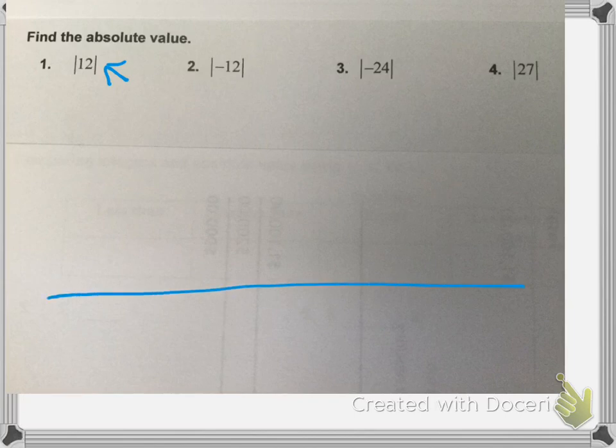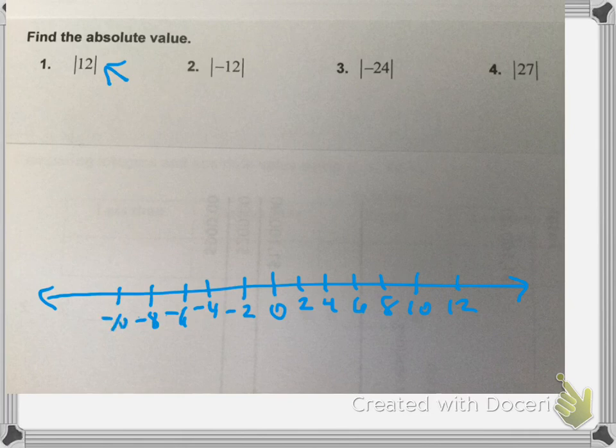I'm going to put a number line down here. In the middle would be 0, let's say. We're going to go 8. I'm just making out a number line for you. It's not perfect at all. I'm just kind of doing that quickly. This would be a -2, -4, -6, -8, -10, -12.